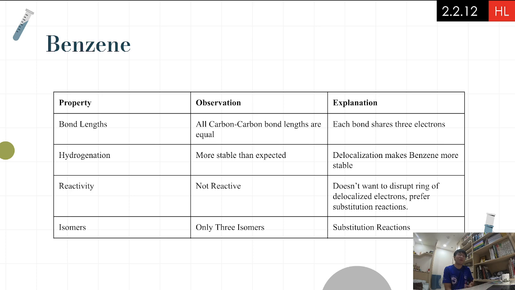So it prefers substitution reactions more than normal chemical reactions, like when reacting with another substance. That's how I should say it. Sorry.